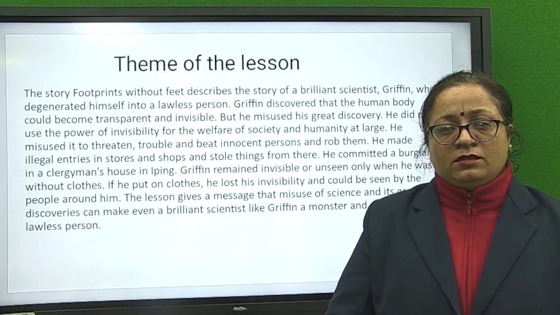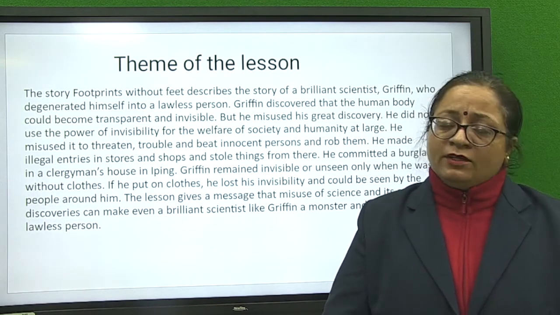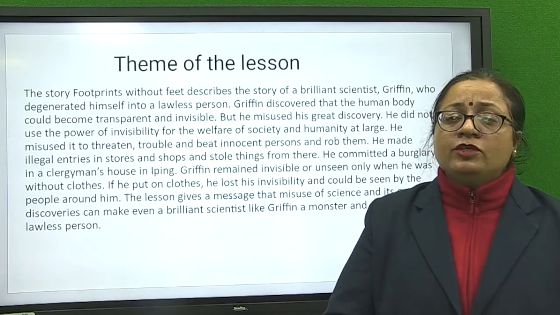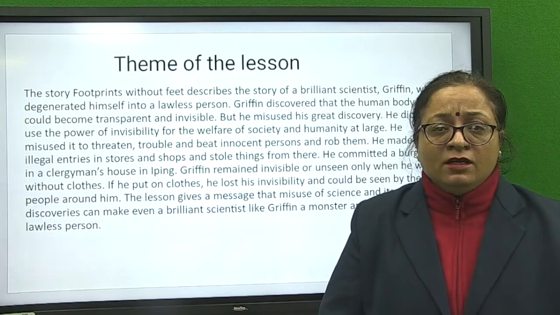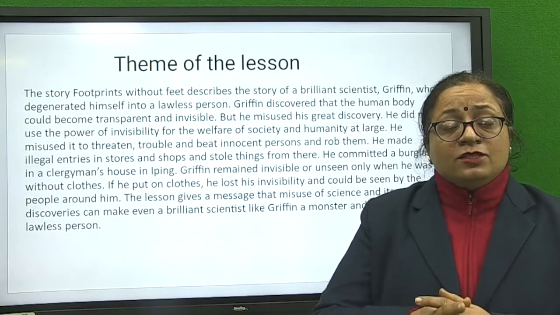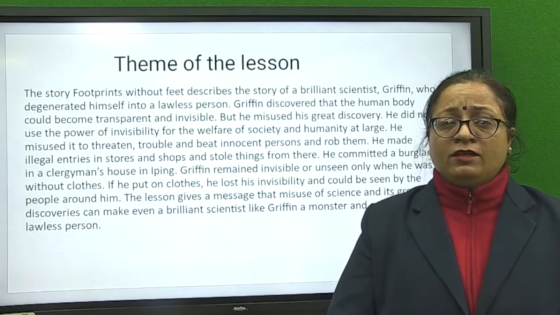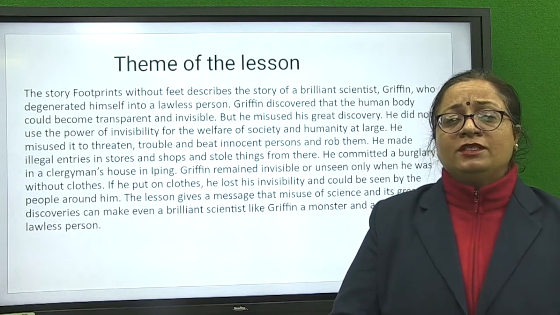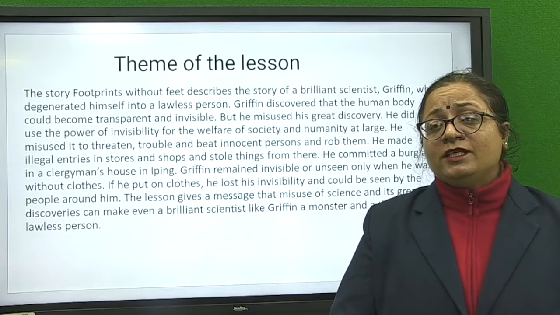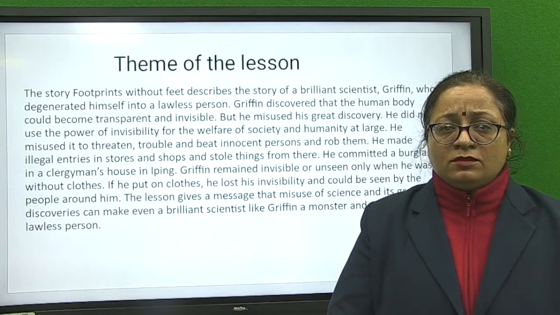Invisibility is an innovative idea, that is true. But it came along with a lot of problems which a person has to face while being invisible. But this could happen with the research of this Griffin. And this is the theme of this lesson, that science can do anything. In other words, we can say science can make impossible things possible.